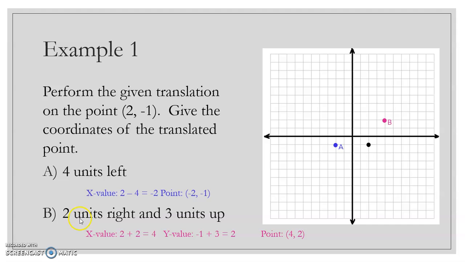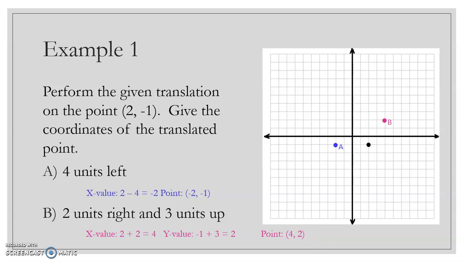For part B, it says move the point 2 units to the right and 3 units up. So we're starting at this original point, and I go 1, 2 units to the right, then I go 1, 2, 3 units up. Okay, so the x value I'm adding 2 because it's 2 units to the right. Right is a positive direction. And then the y value I'm adding 3 to because it is going up, which is another positive direction. So the point that I end up with is (4, 2). So let's take a look at another one.